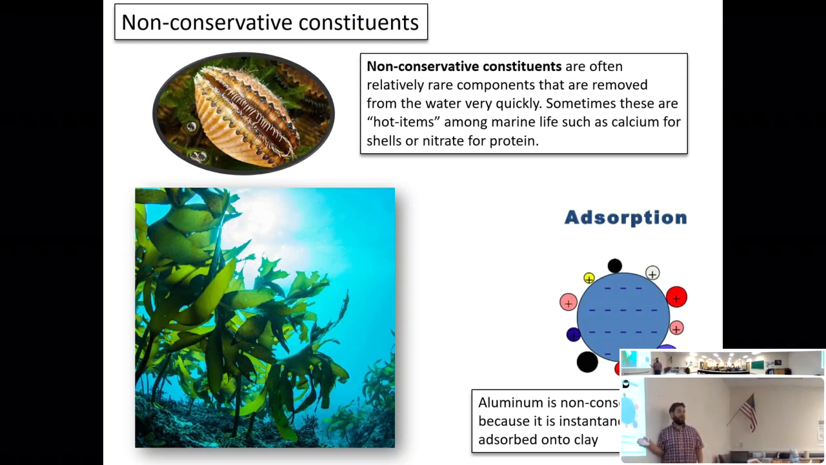Aluminum is different. The reason that aluminum gets used up very quickly is because of something called adsorption. So aluminum adsorbs, that means it adheres to the surface of sediment very easily, especially clays. Is there a lot of clay in the ocean sediment? Yeah, big time, right? So the aluminum adsorbs onto the clay particles and it removes it from the ocean. Okay, so that's why those two particular components are non-conservative.